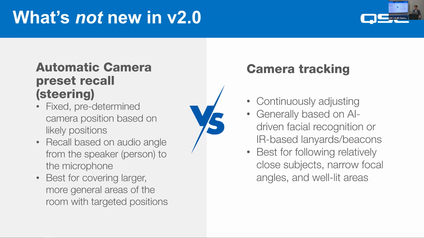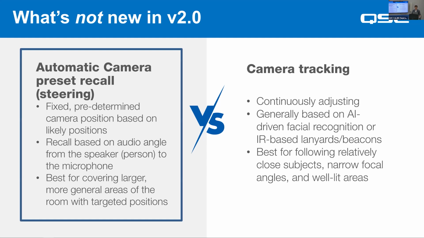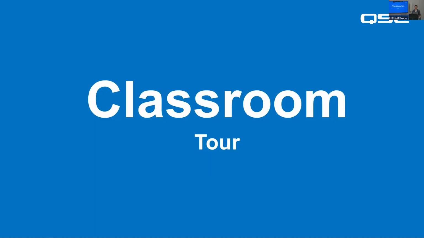In a space like this, where you've got lots of people in the room and it has to be right, and you want to fine tune those zones to a very precise place, the automatic camera preset recall function and the fact that it is using predetermined places is quite handy. So with that, I am going to turn it over to Jason, who's going to walk through the room.